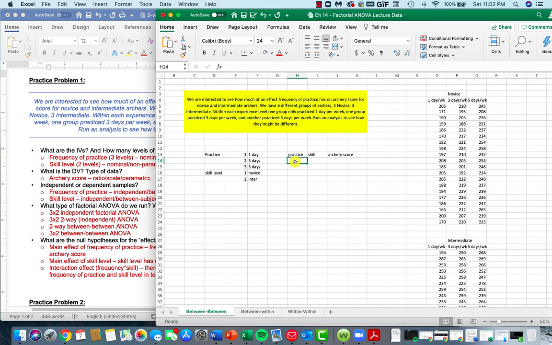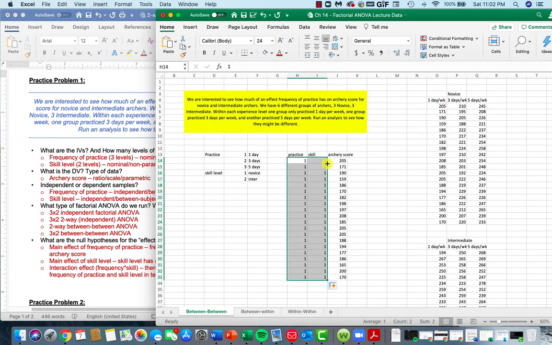Okay, so when we look at practice, let's start with our 1 day per week people. And let's start with our novice skill level. So they're going to have a label of 1, 1, right? And that would be this group of data here. So we're going to copy that and paste it. Then we can copy these labels to match this set of data.